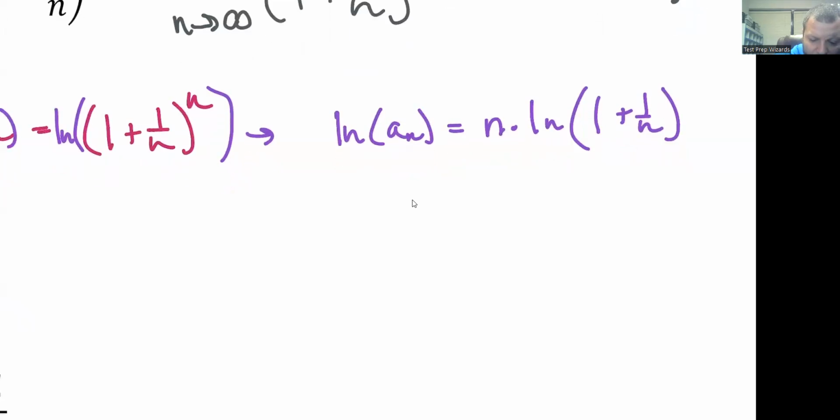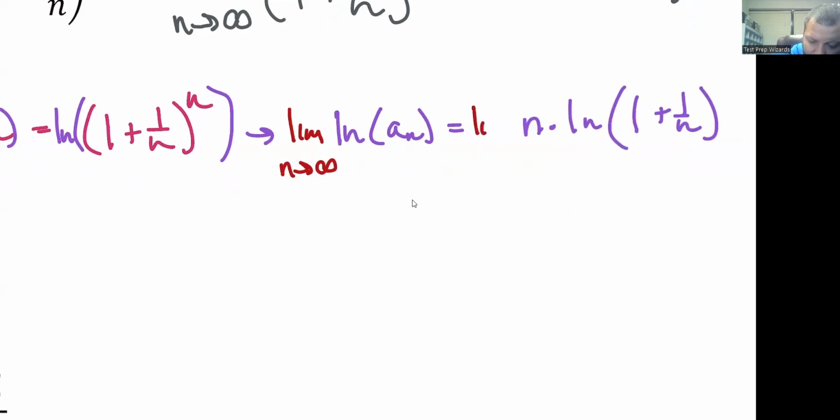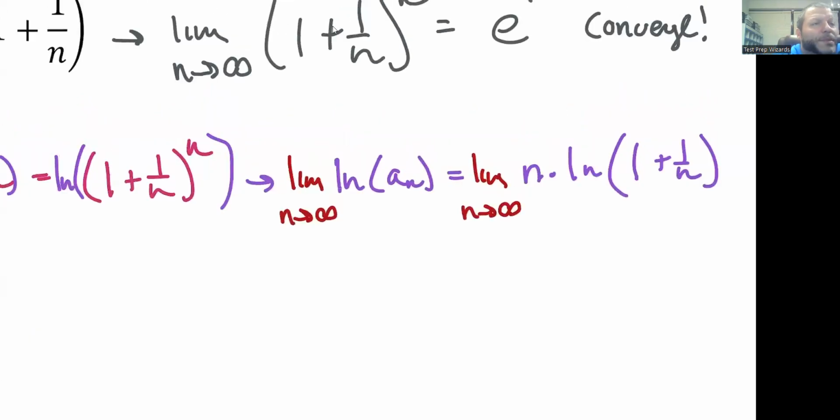So if I took the limit of this side as n approached infinity, it would equal the limit of the right side as n approaches infinity. But there's a little bit of a problem here, right? Because I know that this n here would go off towards infinity, and 1 plus 1 over n is approaching 1 plus 0. So we have the natural log of 1, so this thing is approaching 0. So I have infinity-ish times 0-ish, right? So what's going to dominate?